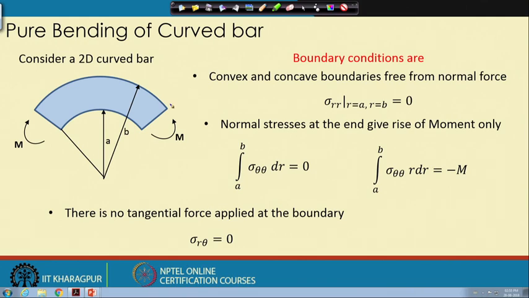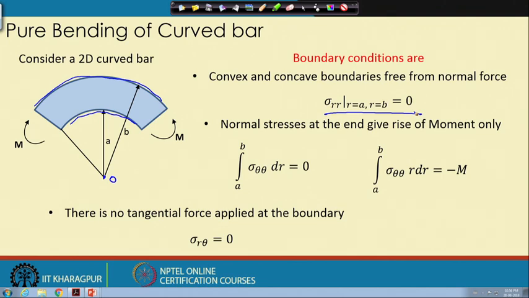So, what are the boundary conditions for these beams? The boundary conditions are essentially that there are no forces on these two surfaces, which represents sigma RR. If this is the radius, the center of the two arcs, then sigma RR, the stress along the radial direction, at r equals a and r equals b is 0, which means that the concave and convex boundaries are free from normal forces.